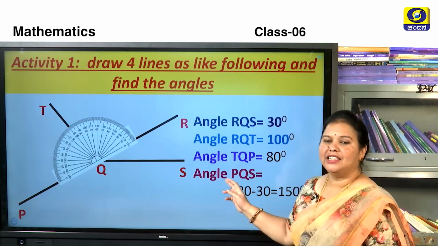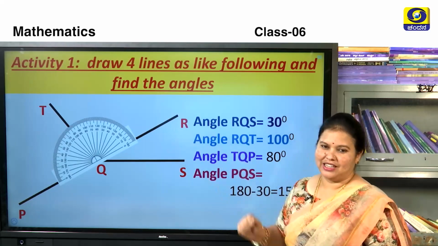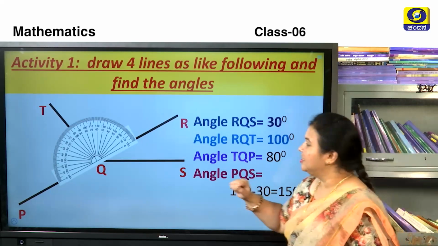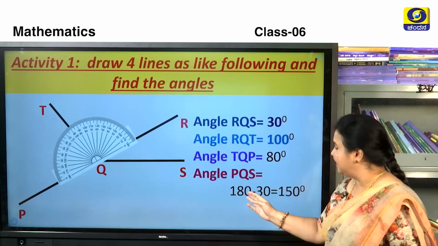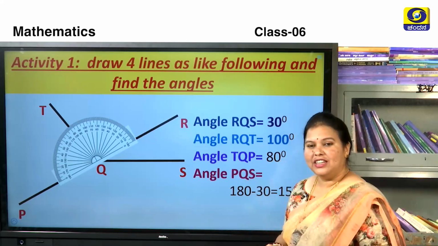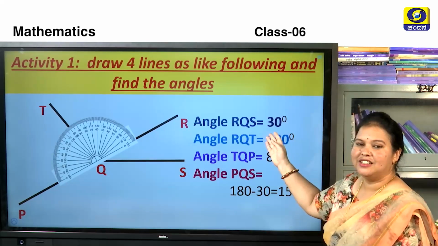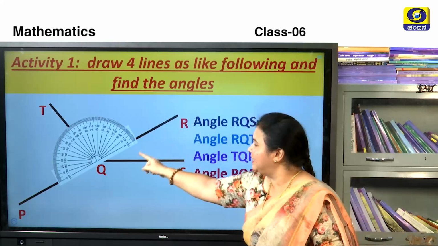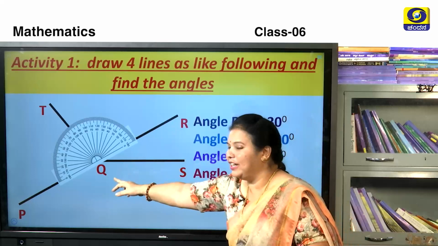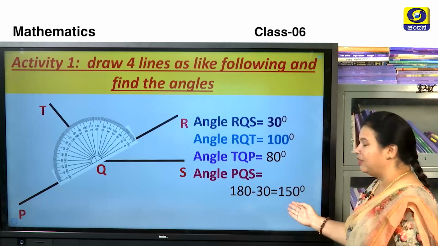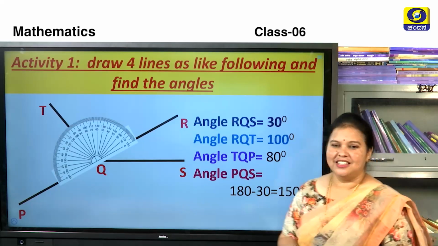We can find angle PQS in both ways, either by using a protractor or in this way. See here, angle PQR is a straight angle and is 180 degree. We already know the angle RQS is 30 degree. So, by subtracting angle RQS, 30 degree, from 180 degree, we'll get 150 degree. That is angle PQS. Is it clear, children?